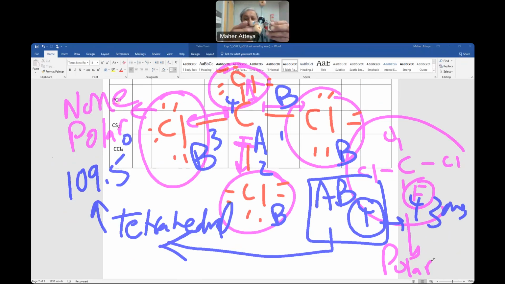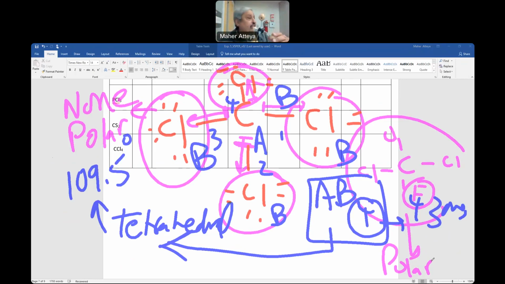Look at this. This is your carbon, and these are your 4 chlorines, correct? So 1, 2, 3, and 1 on the top. This is a tetrahedral. If you put it here in your hand, this is a tetrahedral one. Can you see it? 1, 2, 3, 4: 4 chlorines and carbon in the middle. That's a tetrahedral one. Can you see it, guys?